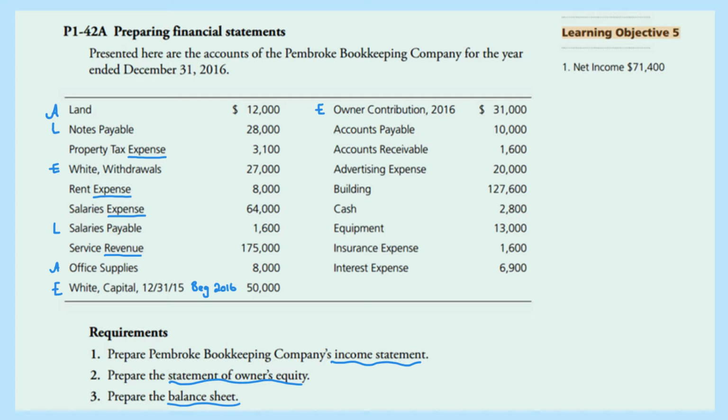Accounts payable, anything payable is liability. Accounts receivable, it's an asset account. Advertising expense, it's an expense, so it's in the income statement. Building is an asset. Cash, it's also an asset. Equipment, it's an asset. Insurance expense, it's an expense, so it's in the income statement. And last one, interest expense, so it's going to be also in the income statement. Now, let's do the requirements.